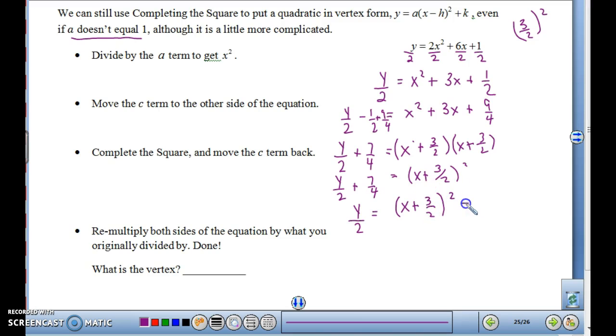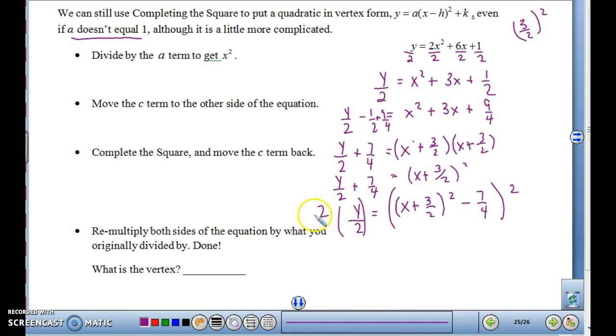x plus 3 over 2 squared minus 7 over 4. Okay, now this is where it differs. We don't want this to be y over 2, we want it to be y. So what we want to do is multiply both sides of the equation by what you originally divided by. Since we divided by 2 back here, we've got to re-multiply by 2 here and here. So we have to do the entire thing.